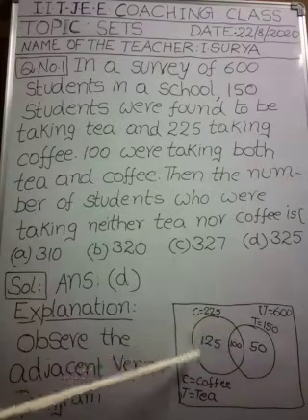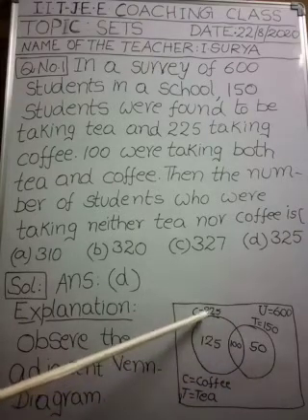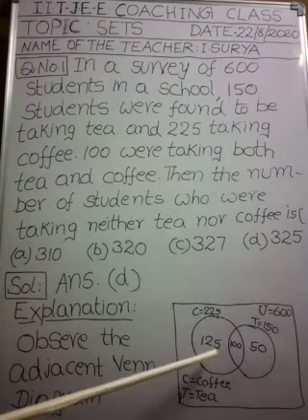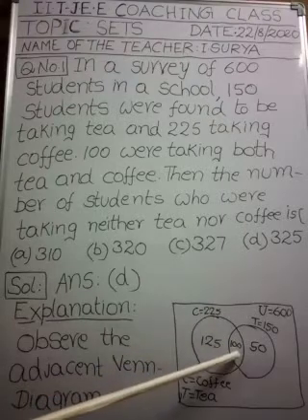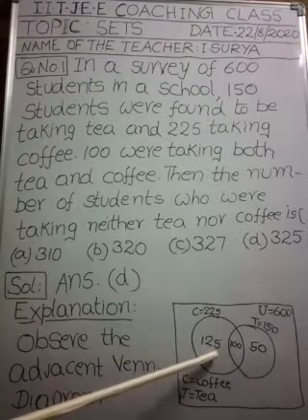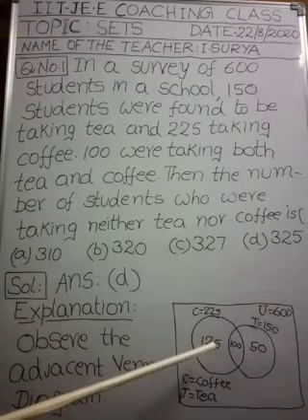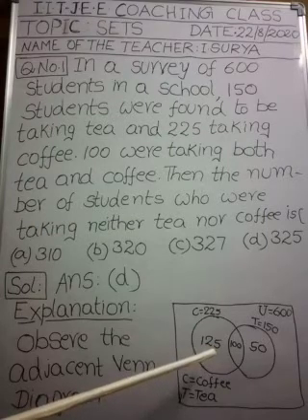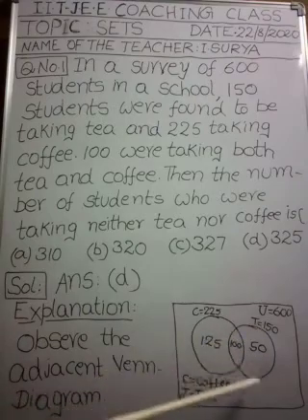So how many students should be there in this entire circle? 225. Already 100 students are there. Then how many students will be there? 225 minus 100. What will you get here? 125. So this number 125 shows the number of students who take only coffee. Only coffee.